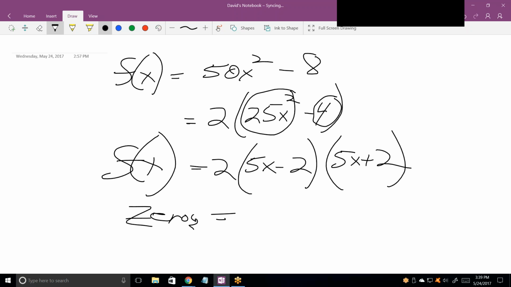Okay? So if that is f of x, where are the zeros? So wait, would you just put 5x minus 2 and 5x plus 2 equal to 0? Exactly. And the zeros are always in terms of x. So what's x going to be equal to? One is going to be 2 over 5, and the other one's going to be negative 2 over 5. Right, plus or minus 2/5.